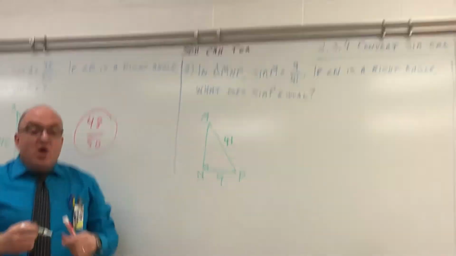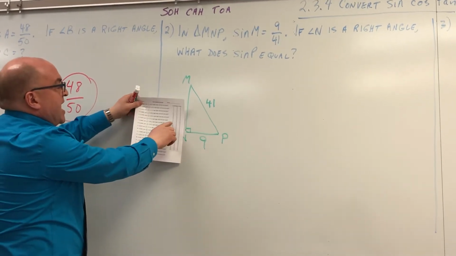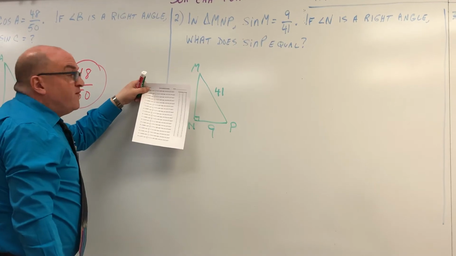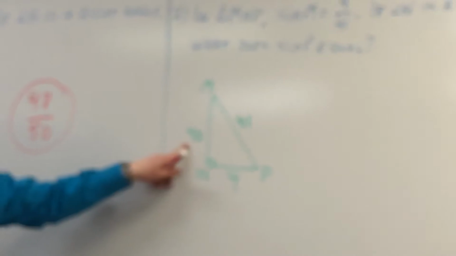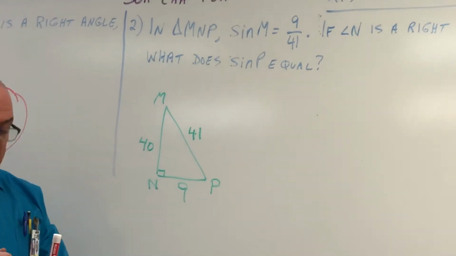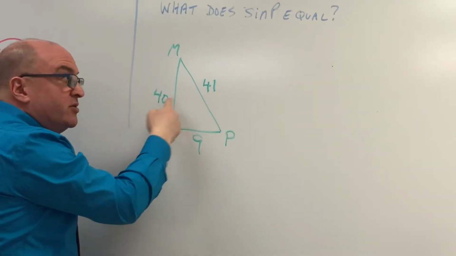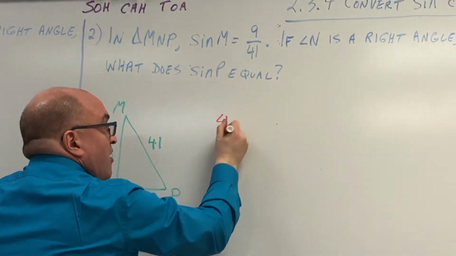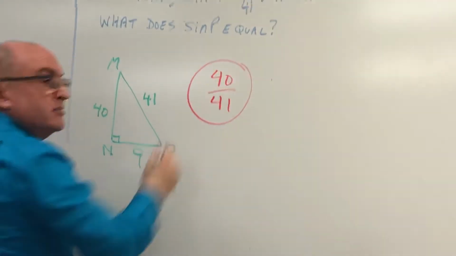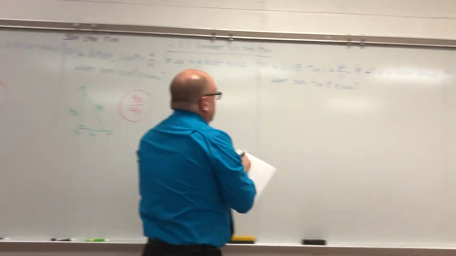Would you again look at your sheet? Where do you find 9 and 41 in the same row? There's a 40, right? So where do you suppose 40 goes? Right here. Is everyone okay with why 40 goes here? And now the question is, what's sine P? From P, what's opposite? 40, right? What's the hypotenuse? 41. Your answer, 40 over 41. Easy, right?